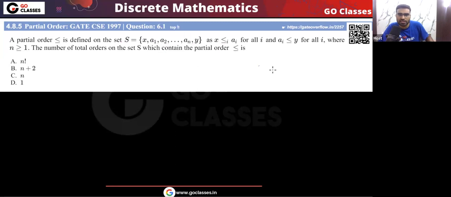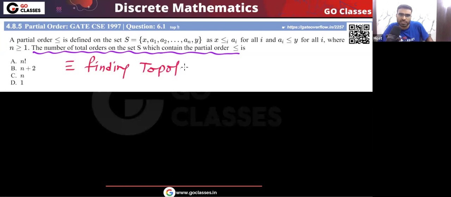What this question is asking is the number of total orders on this set that contain this partial order. The number of total orders containing this partial order is the same as finding topological orders. We have already seen with proof that this is the same as finding the topological ordering of the POSET.